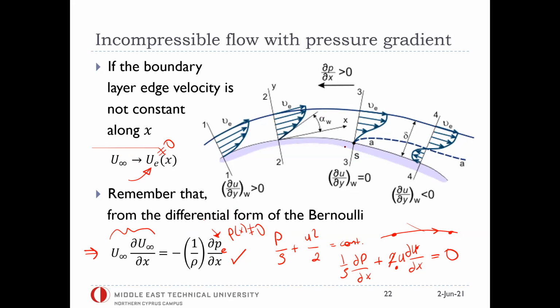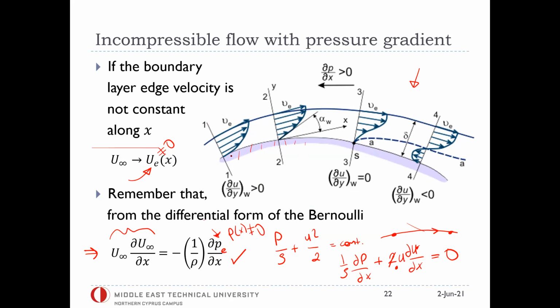Before I move on further, I would like to discuss the physics in this figure. First of all, you are seeing a curved body, a curved surface. So this is our surface here. And we have different stations, from 1 to 4. At every station, you see some velocity profiles.